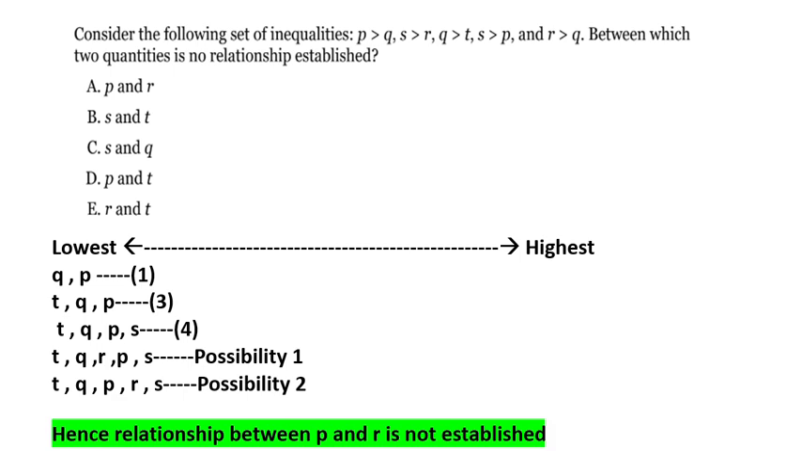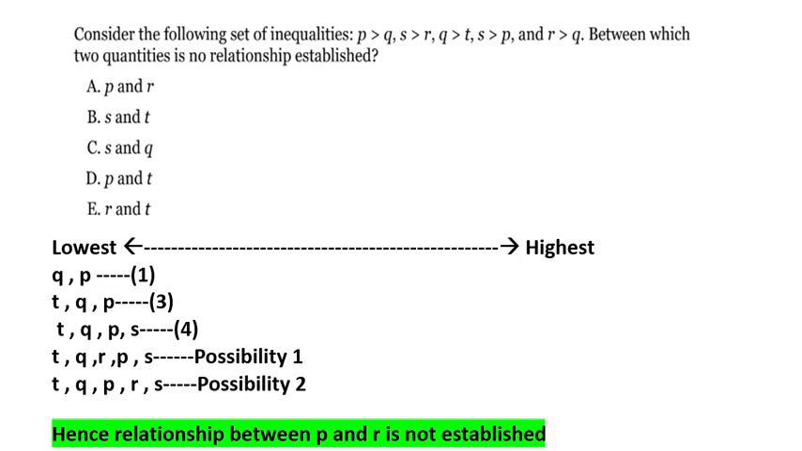So let's look at another medium level inequality question from the GMAT. This is from the official guide. The question has a set of inequalities given, and it asks us among which of these quantities is there no relationship that is established.